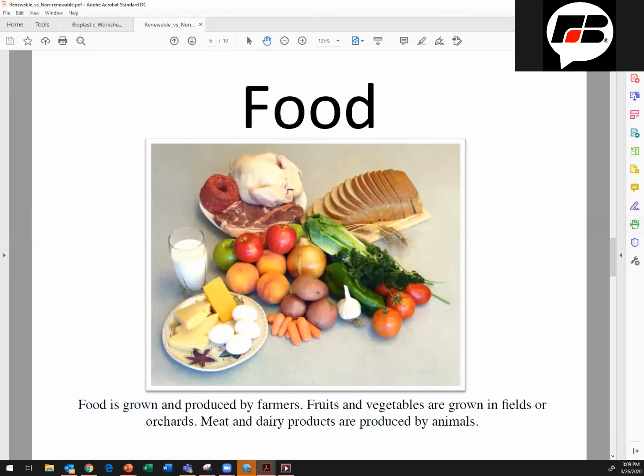Food. Food is grown and produced by farmers. Fruits and vegetables are grown in fields or orchards. Meat and dairy products are produced by animals. Is this a renewable or a non-renewable resource? Food is considered a renewable resource because we can use the soil over again to help us produce and grow that food every single year. And it's a cycle that continues every single year.